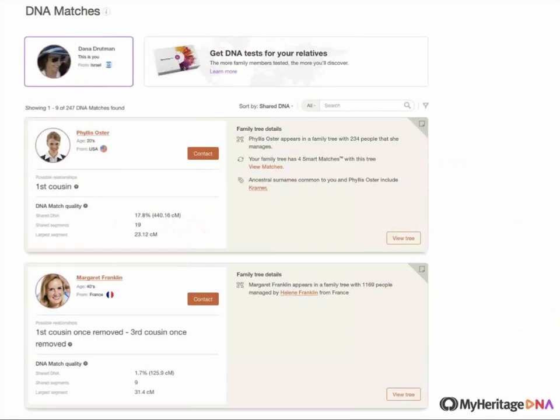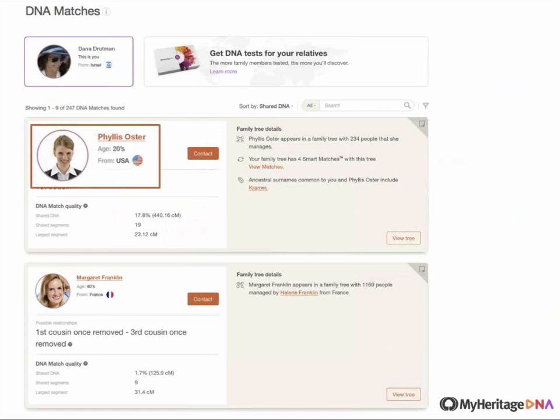So this is how the DNA matches page looks like. This is my DNA matches page. You can see me on the upper left corner, Dana Drutman from Israel. You can see that I have 247 different matches, which is, in my opinion, a lot. I don't think I can ever go through all of them. For every match, I have basic information about this person. Here's an example of Phyllis. She's in her 20s and she lives in the US.